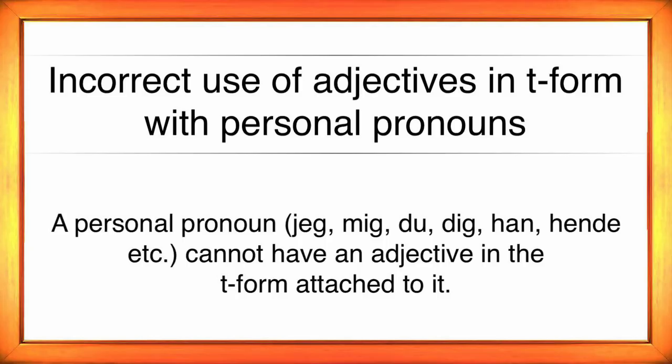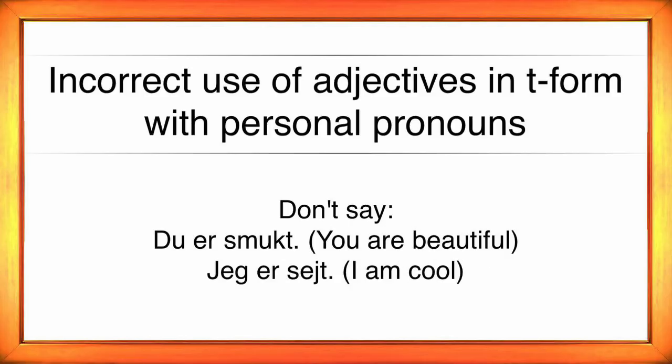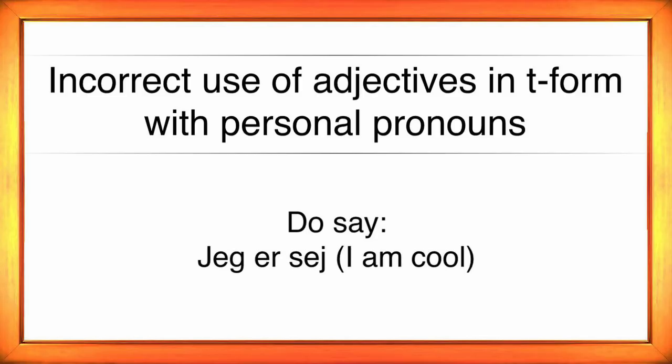Alright, so this basically means that if you say jeg or mig or du or dig or ham or hende or de or vi or us, you cannot put a T to the adjective. Like you cannot say "du er smukt." No, or "jeg er sejt." If you want to say I am cool, it's "jeg er sej," not "sejt." We just can't do that.